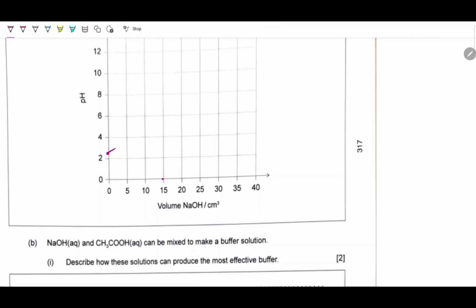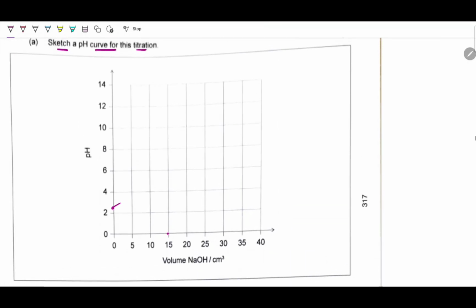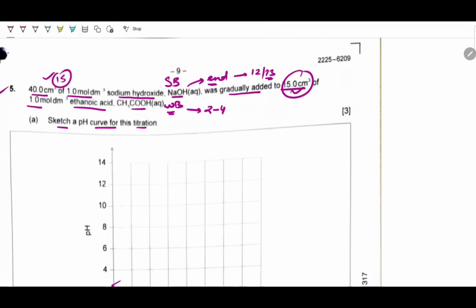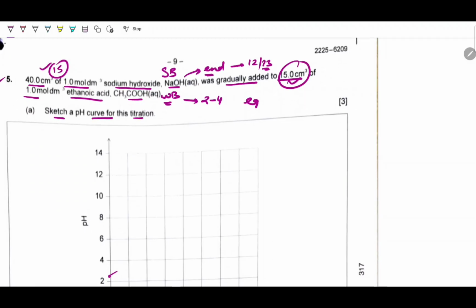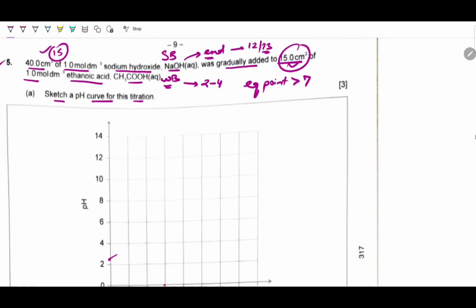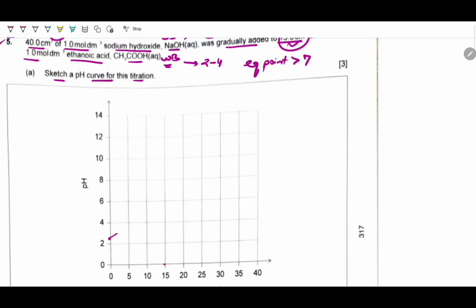If I draw a curve, the third point is, since the acid is weak and the base is strong, the equivalence point pH should be greater than 7. These are the pointers I should note. If I plot a curve, it should be a sigmoid curve. It should be a non-symmetrical sigmoid curve. It should not be a symmetrical curve.